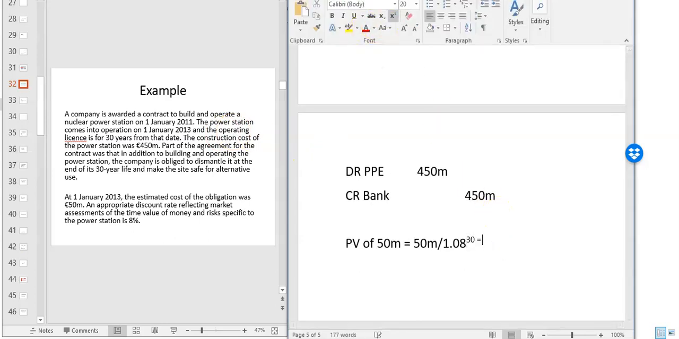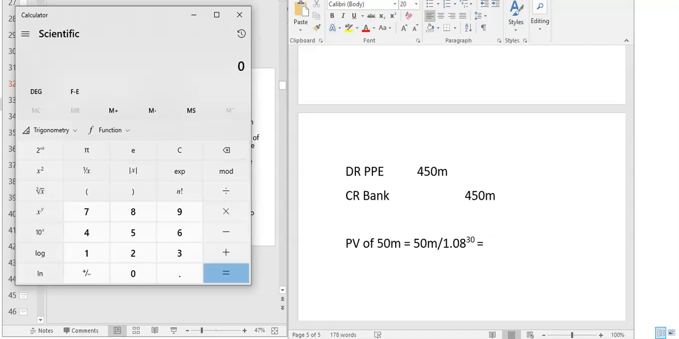So that's how you get your present value. You can use the discount tables if you wish. You might get a slightly different answer, but again, you will still get your full marks because we accept rounding in the exam like that. So you get your 50 million.